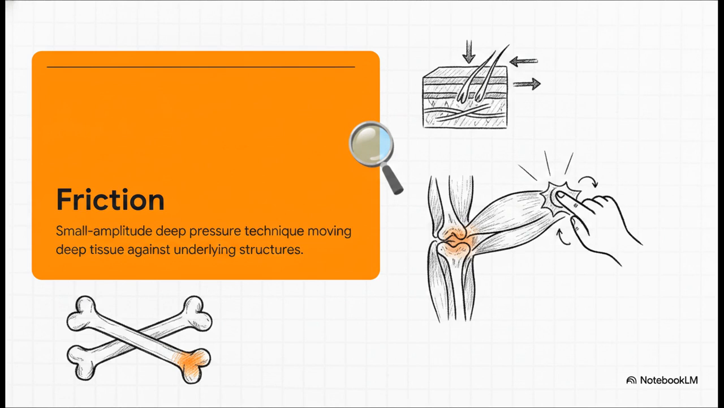A major clinical application here is Cyriax transverse or cross-fiber friction. We use this for chronic tendinopathy, like tennis elbow. You apply deep pressure exactly perpendicular to the fiber direction to stimulate a healing response and remodel that collagen.